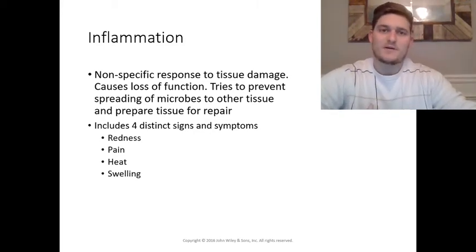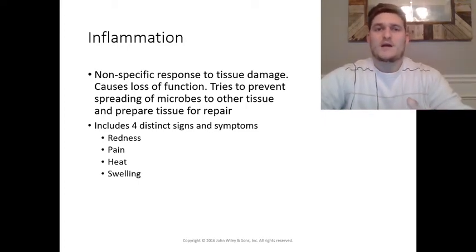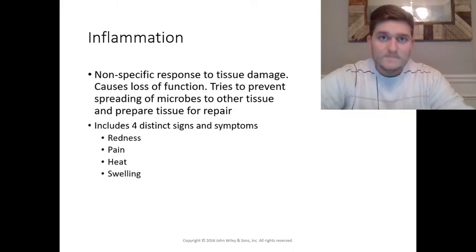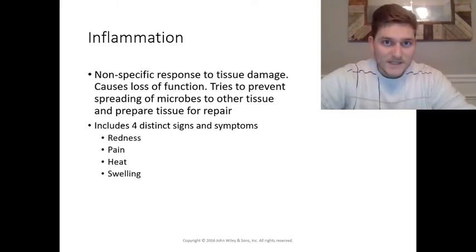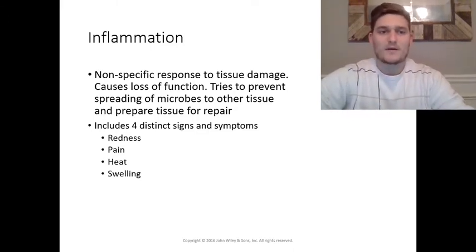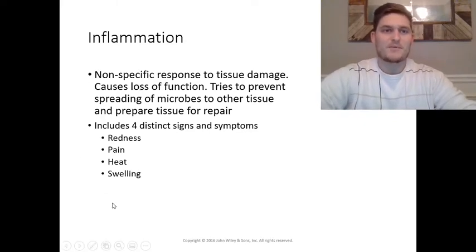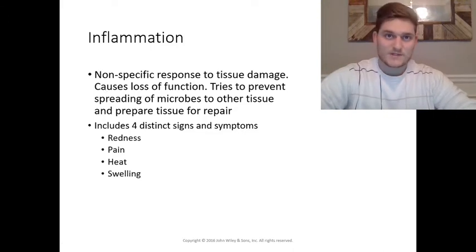Inflammation is our body's response to tissue damage. And different cells within our bodies are going to release certain substances which promote vasodilation and the movement of phagocytes and then tissue repair. And so four signs and symptoms that come about from this inflammation are redness, pain, heat, and swelling.